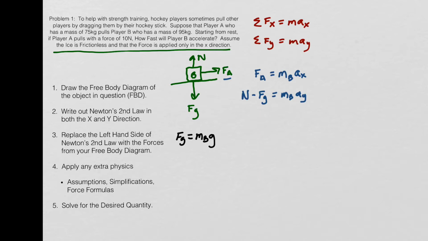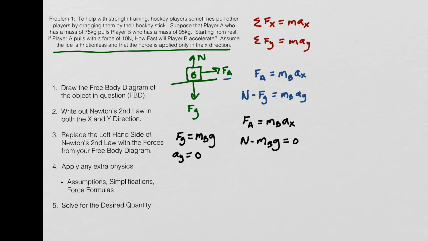But we also know something about the acceleration in the y direction, namely that the player is neither jumping off of the ice because of the force applied from player A, nor is he tunneling through the ice. So what we're really saying is that the acceleration in the y direction has to be 0. If we take those and plug them back in, then we just simply get a rewrite of the first equation, and then we get a nice compact equation for the y direction.